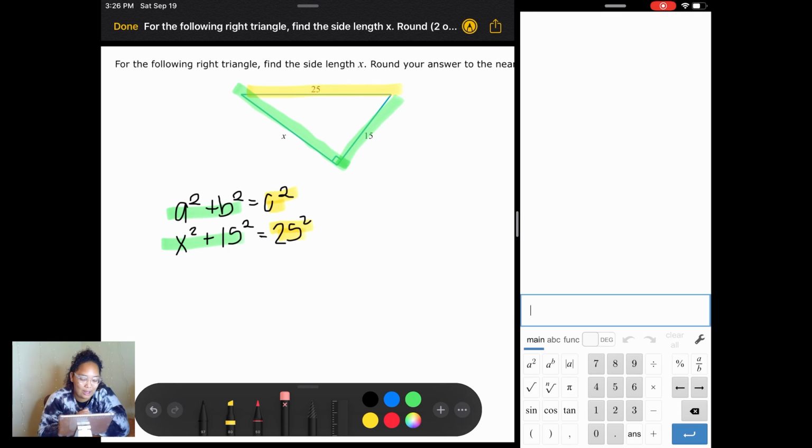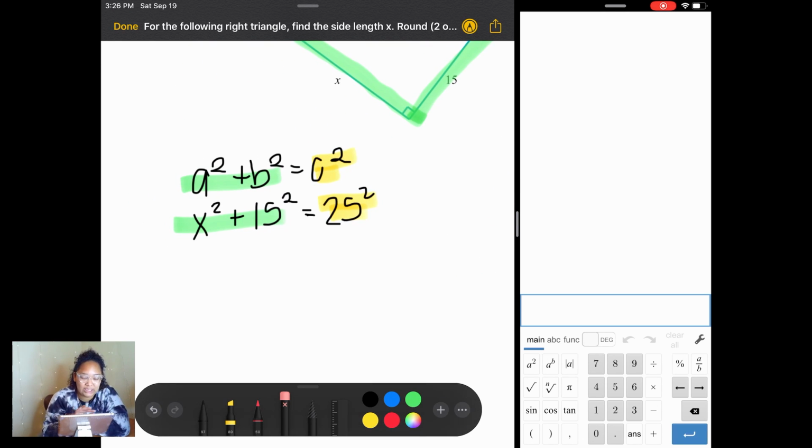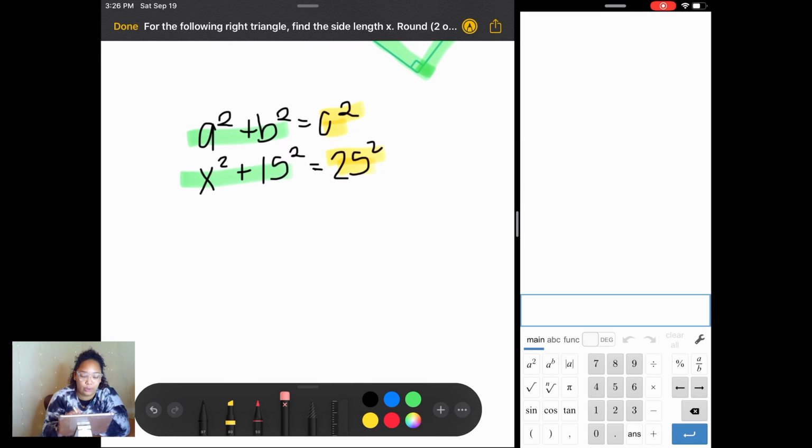Don't make this more complicated than it needs to be, because it's already sort of a complex problem to begin with. So once you have that figured out, you can just keep going with the question, okay? Because setting up the equation is sometimes the hardest part. So I have x squared plus 15 squared equals 25 squared. So now you're going to start solving for the question.